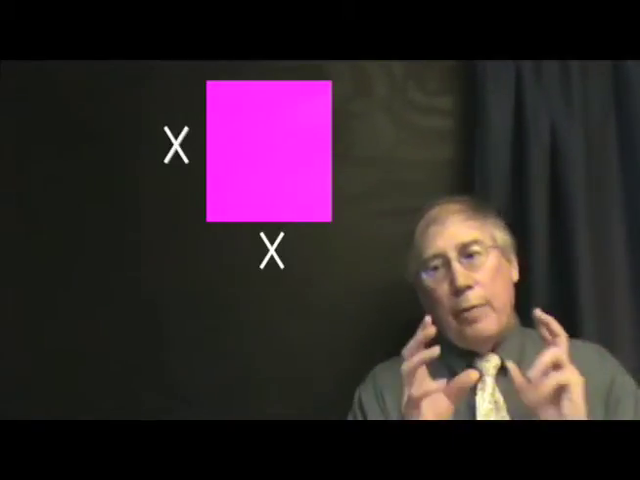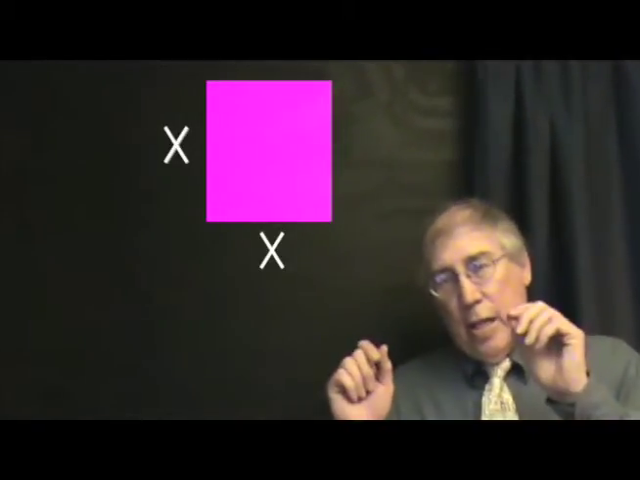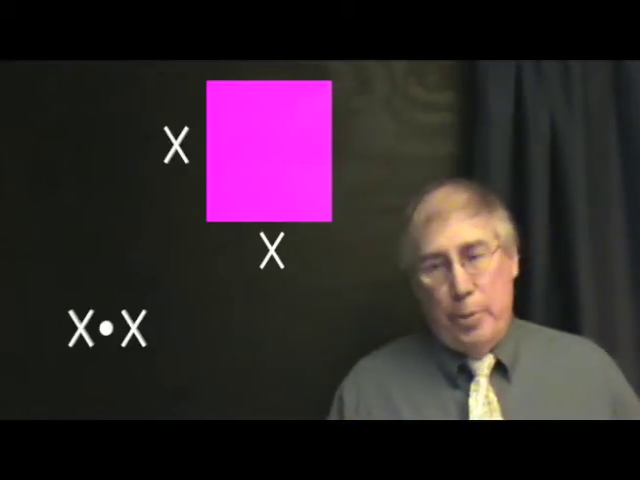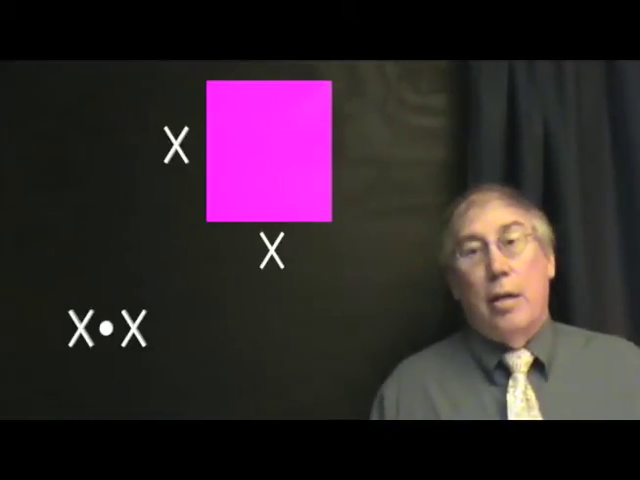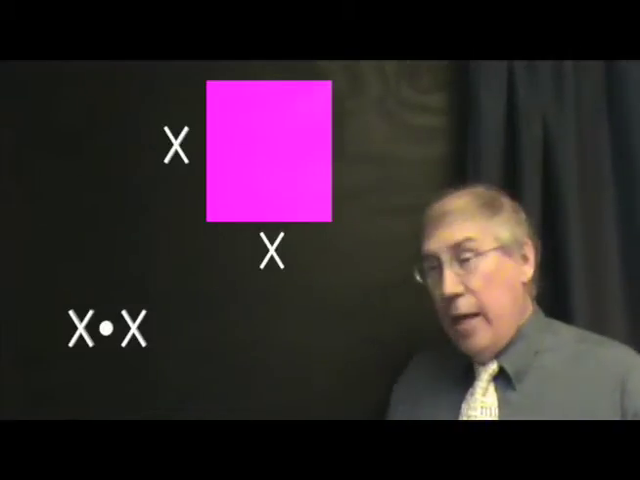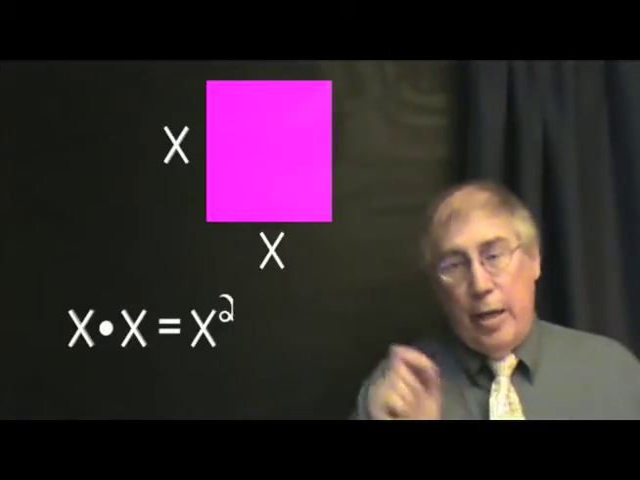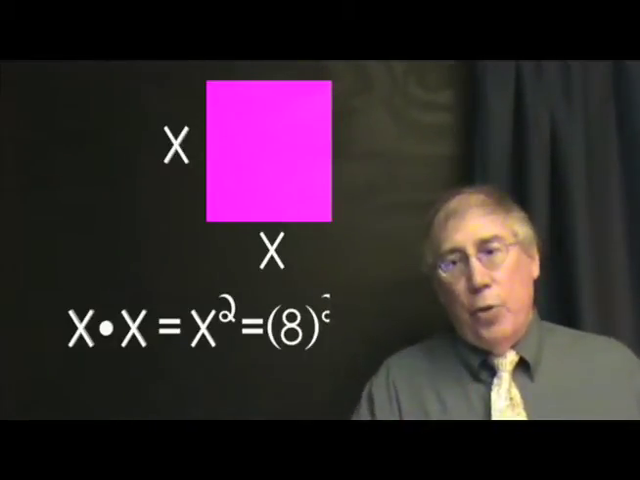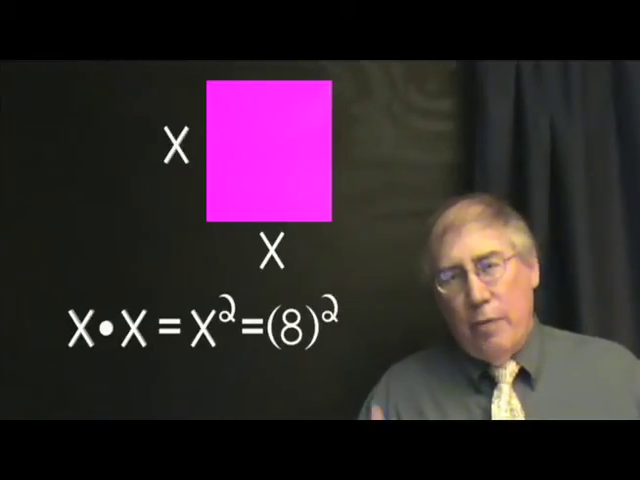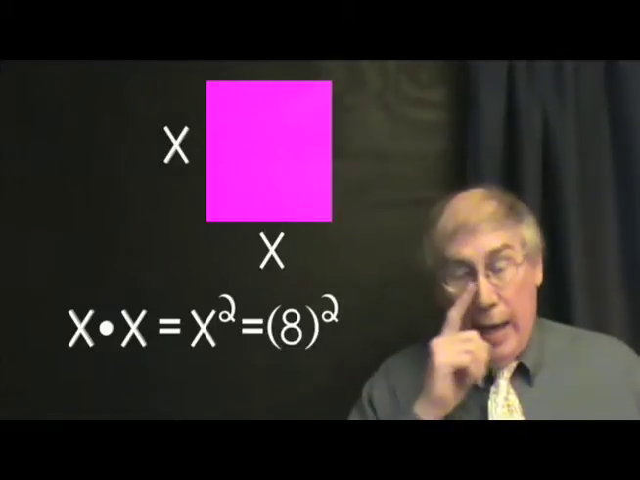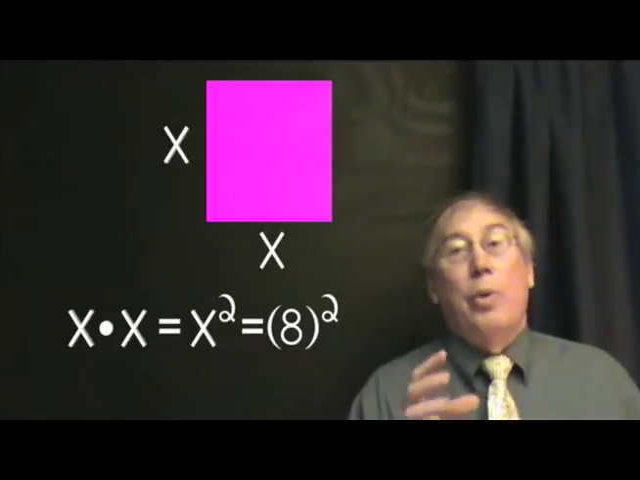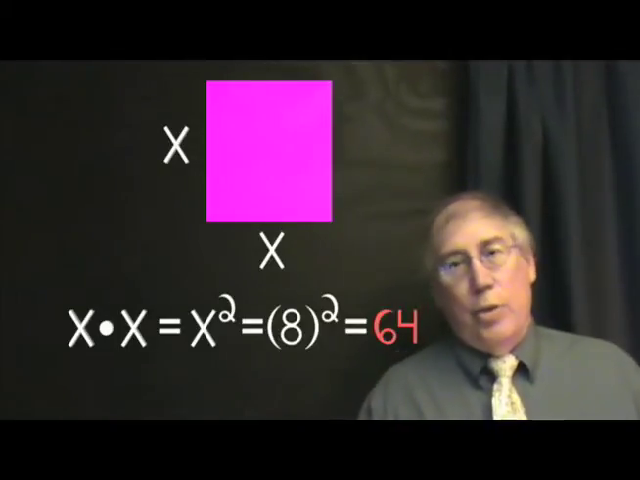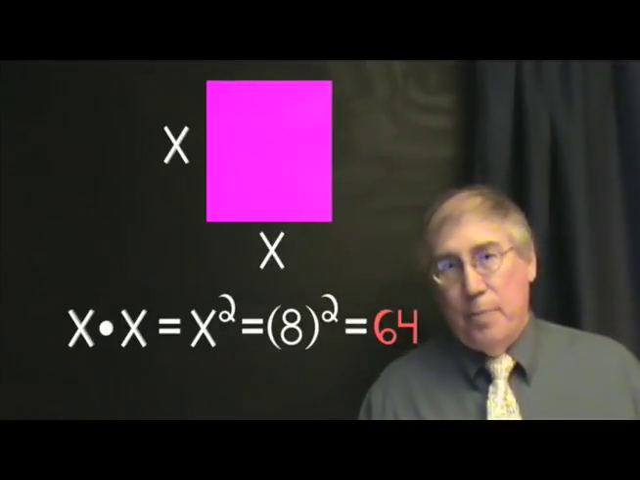Now suppose that we have a square and it's x on a side. How can that be represented in our notation? Well, we can say x squared, x to the power of 2. Now supposing that I give you the actual value of x, well, 8. We'll substitute that in. So we want to square 8, and so that means 8 times 8, which gives us 64.